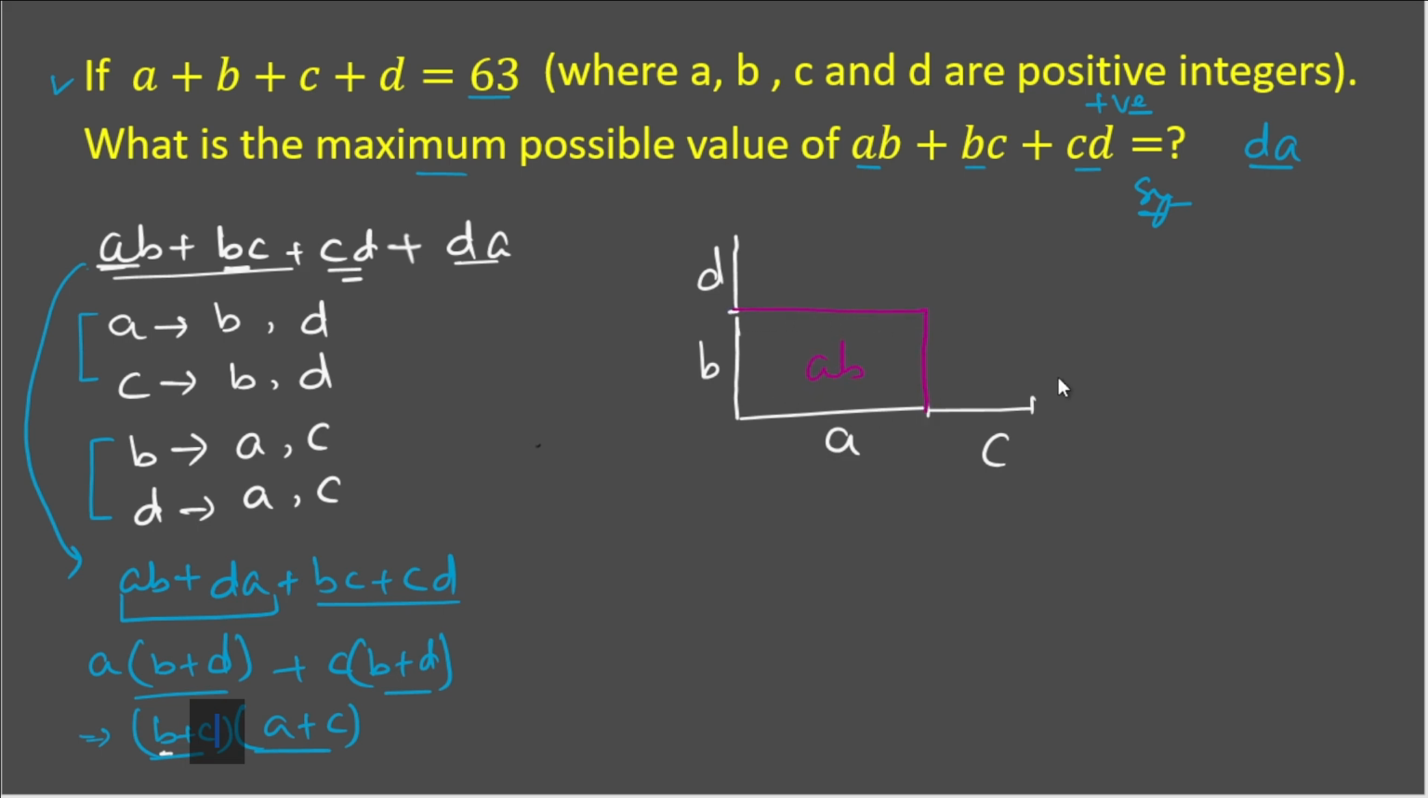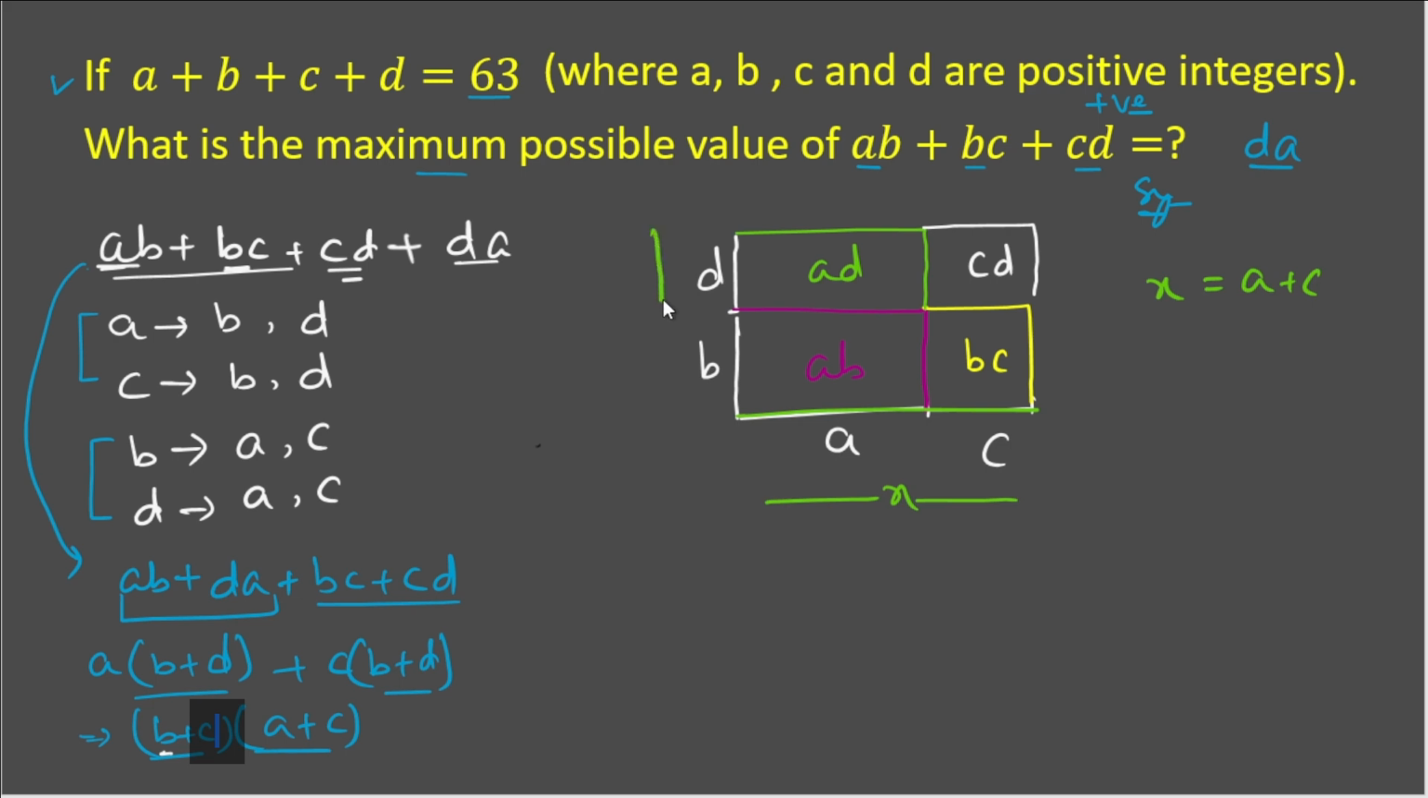This area will be B and C, BC. Now the area of AD, A and D. And the remaining area is C and D, so it is CD. Now let us take this complete line AC as X. So we can say X is equal to A plus C, and this line B plus D as Y. So we can write Y is equal to B plus D.